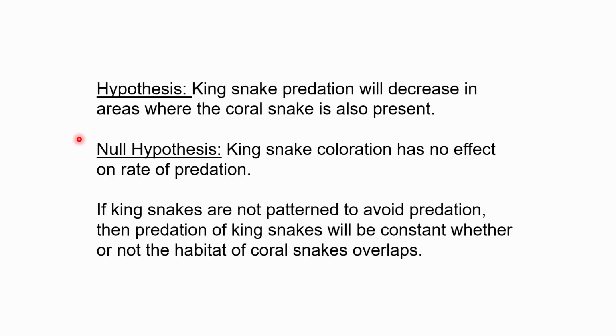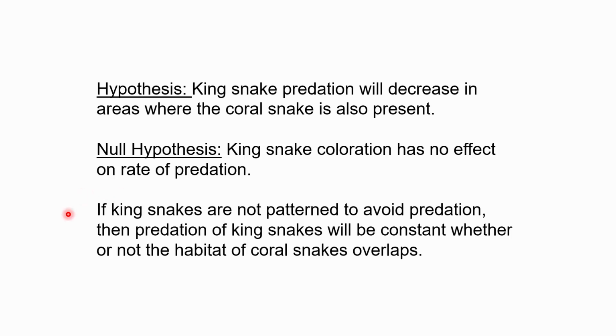Now, this is the opposite of what we think is happening, right? But we can easily test whether or not the king snake coloration has an effect on predation. And we can easily confirm whether or not this null hypothesis is true.